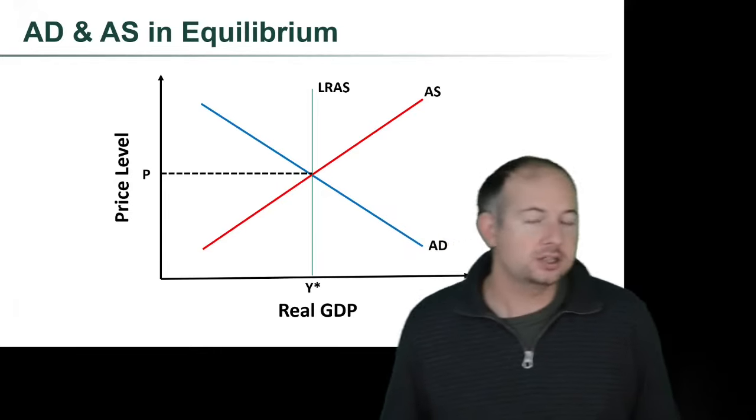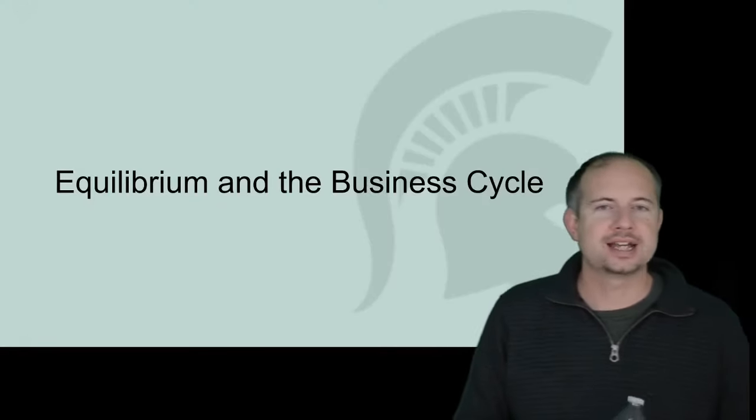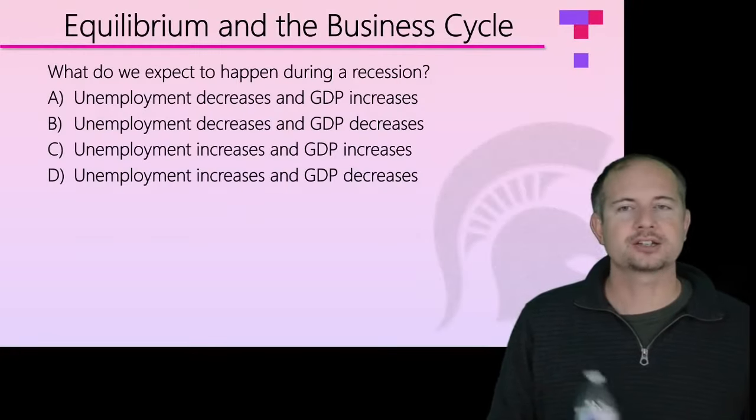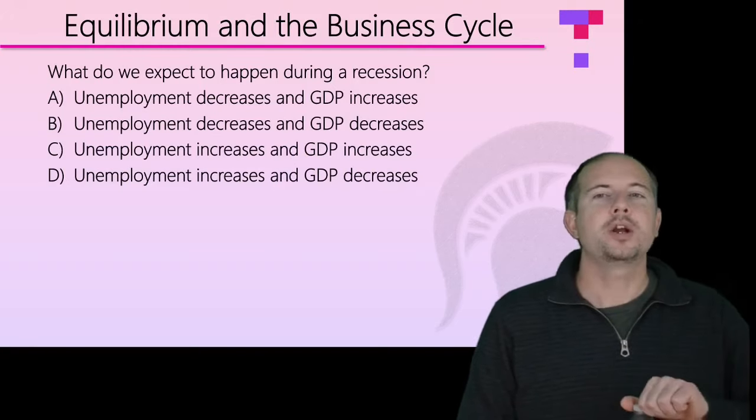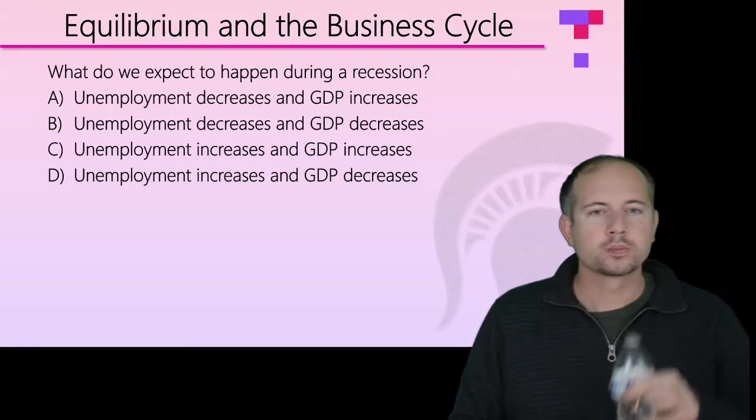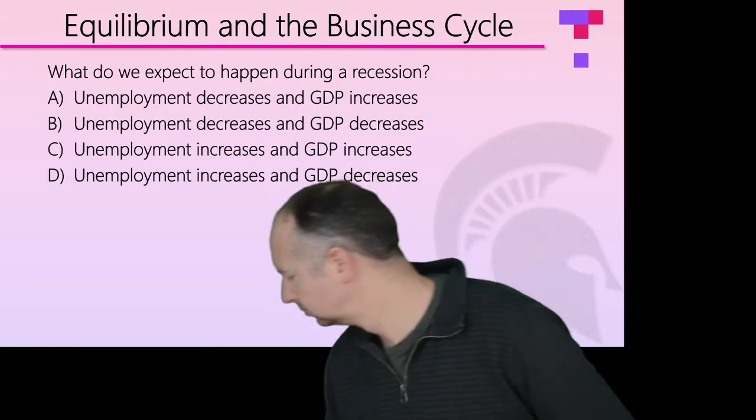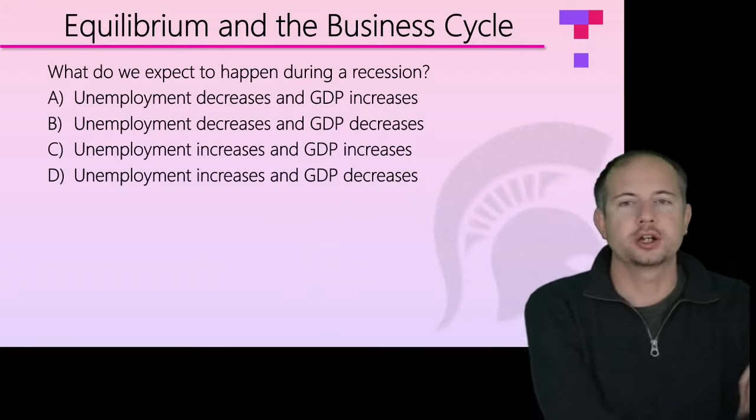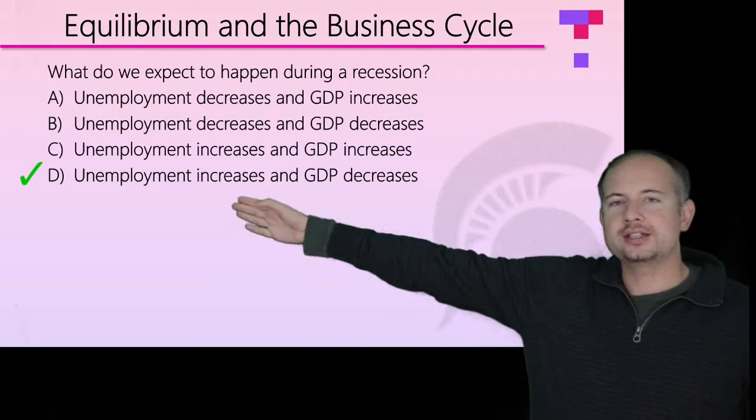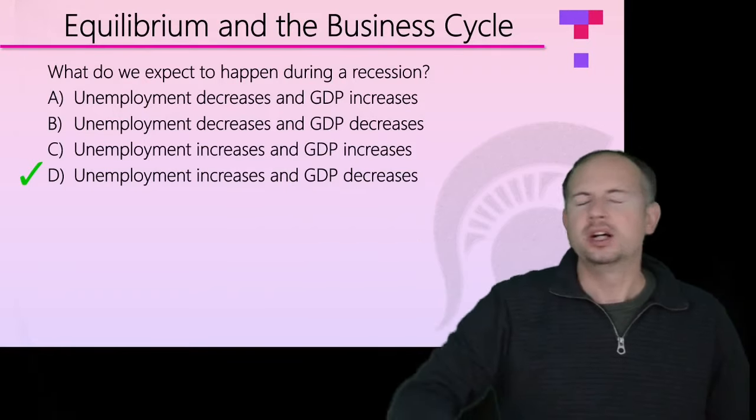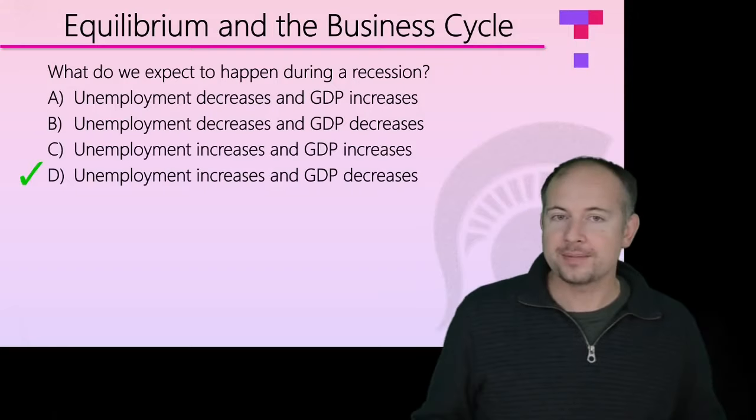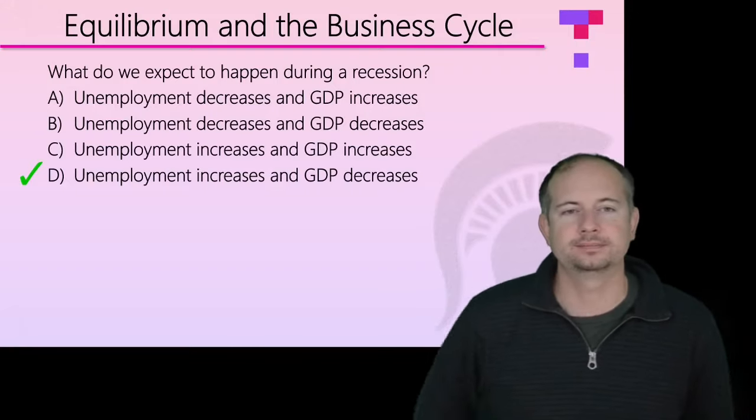Next thing we're going to talk about is we're going to relate these ideas of equilibrium to the business cycle. So this next one I won't actually put up on Top Hat. What do we expect to happen during a recession? During a recession, unemployment increases, GDP decreases, right? Recession means we're not producing as much stuff, which means we don't need as many people in our factories, so we see more unemployment.